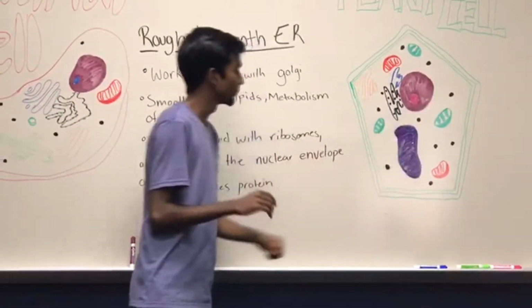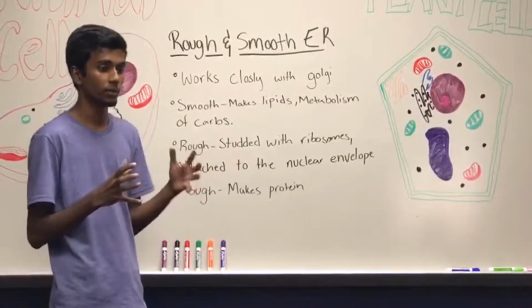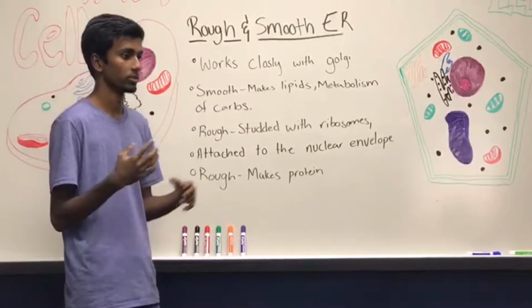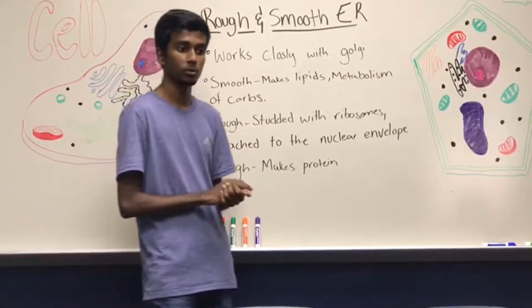As you can see here, they are both attached to the nuclear envelope. After they make the protein, they send it to the Golgi apparatus, so it can be transported to the rest of the cell wherever it's needed.